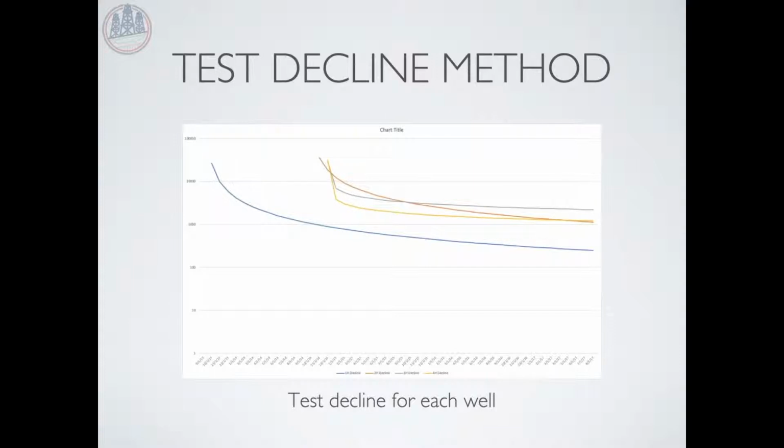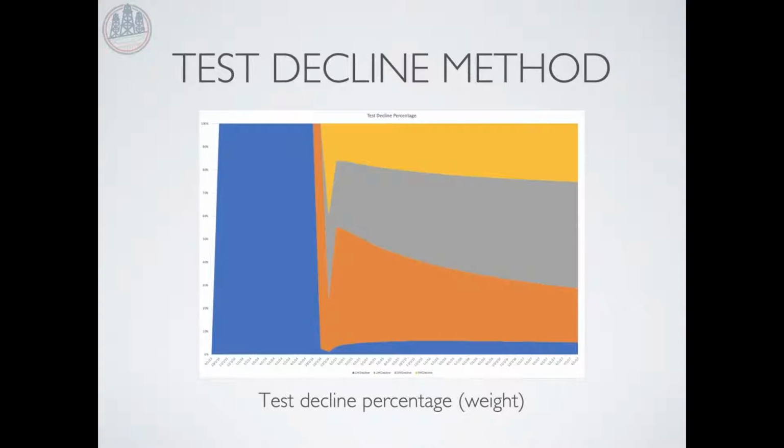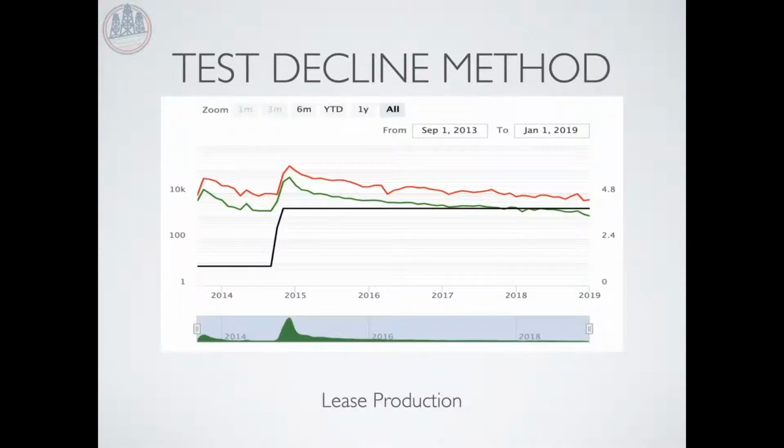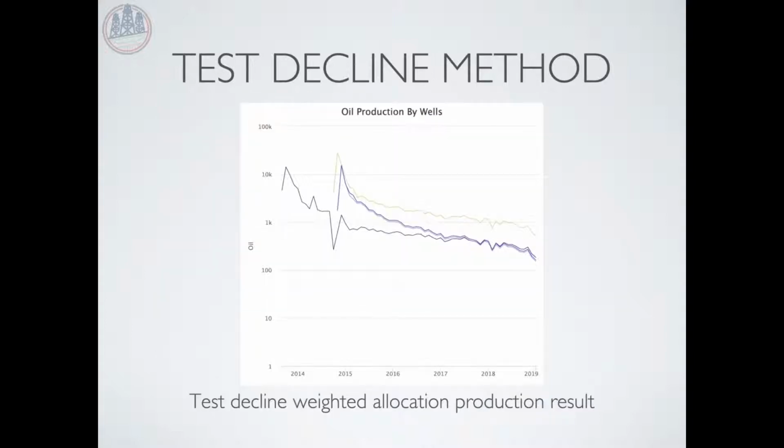And so this is a 4-well lease. You can see all 4 wells have their test decline and how they vary from well to well. Then we turn that test decline into a percentage. So this is all the weights. It's kind of a funky look, but this is essentially the way that the weights will look month over month for this well. And then we apply those weights to the lease production. So this is what the lease production looks like for this particular lease. And when we apply those weights, this is what we get.